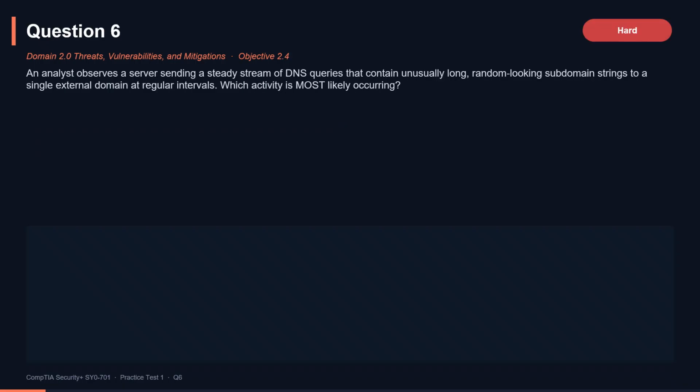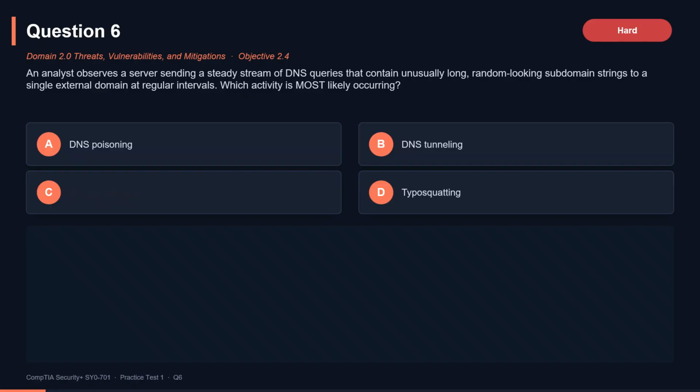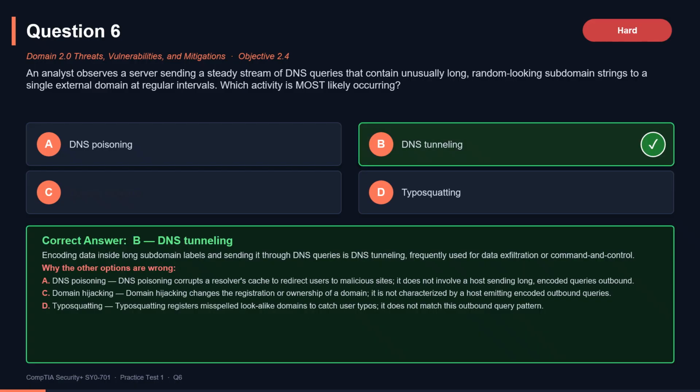Question 6. An analyst observes a server sending a steady stream of DNS queries that contain unusually long, random-looking subdomain strings to a single external domain at regular intervals. Which activity is most likely occurring? The correct answer is B. DNS tunneling. Encoding data inside long subdomain labels and sending it through DNS queries is DNS tunneling, frequently used for data exfiltration or command and control.